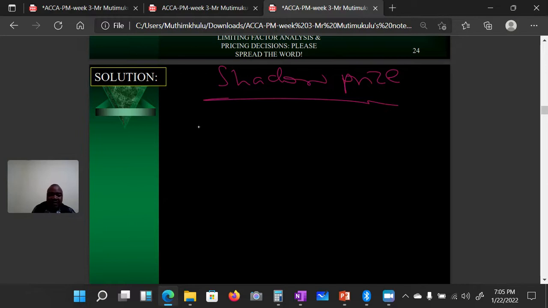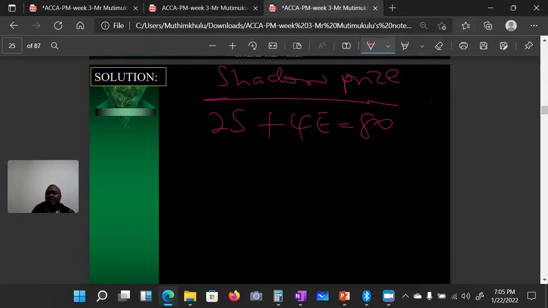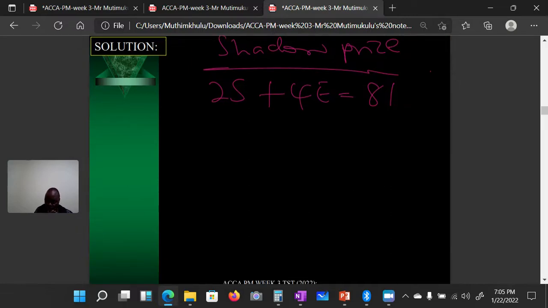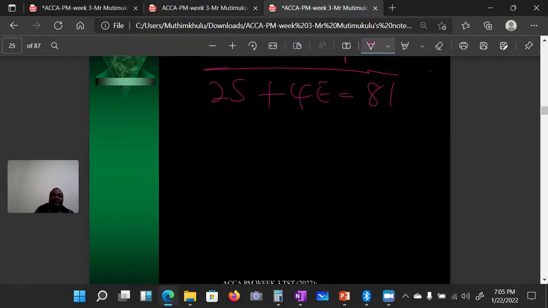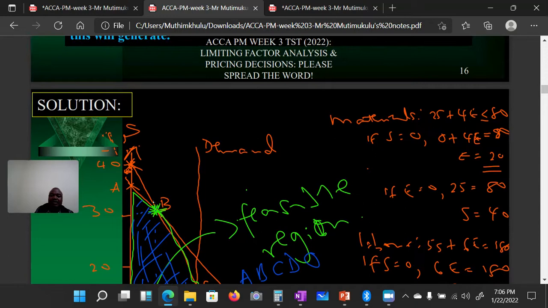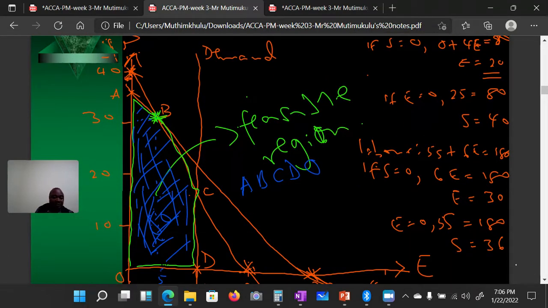Now our formula, we just have to add a 1 on our original equation, and our original equation was 2s plus 4e is equal to 8. But because we have now added 1 extra unit, we need to modify this to become 81. Remember, our point B is the optimum point.